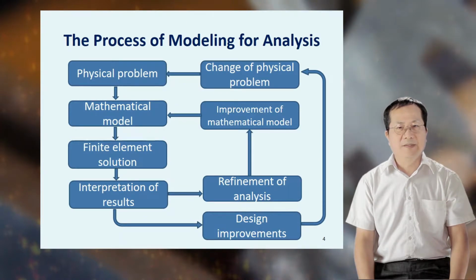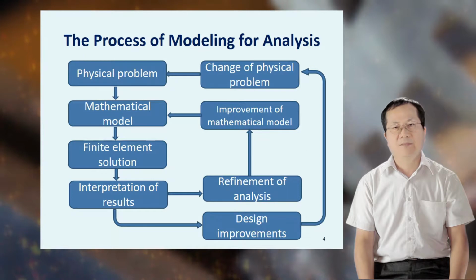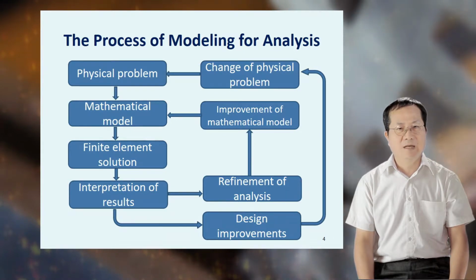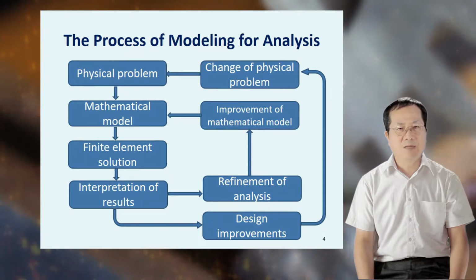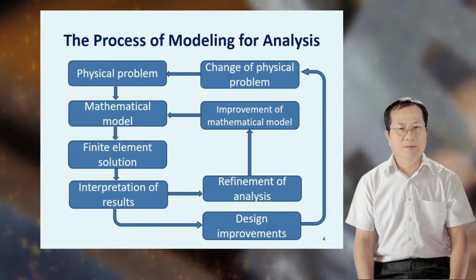The process of analysis is divided into the physical problem given by design, development of a mechanical model, solution of the mechanical model, and interpretation of results. The inner loop consists of refinement of analysis and improvement of model, while the outer loop includes design improvement and change of the physical problem. This cycle is iterated many times, either manually or using commercial optimization software.